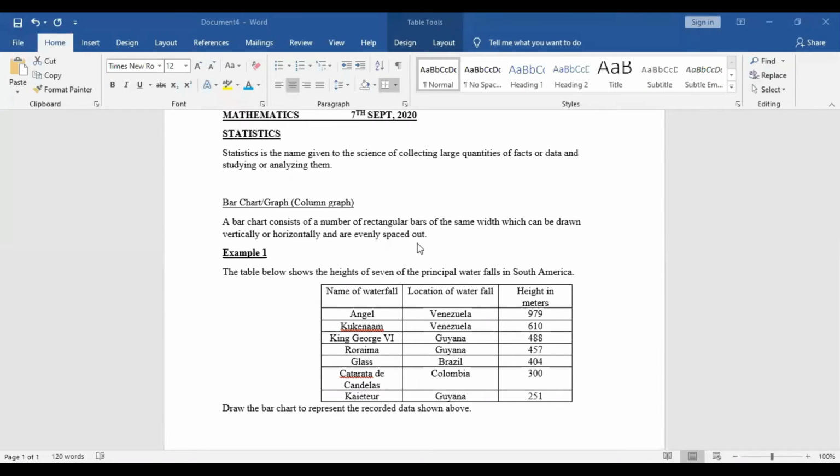Okay, so we finished looking at the bar graph. The other one that we need to look at will be the pie chart.